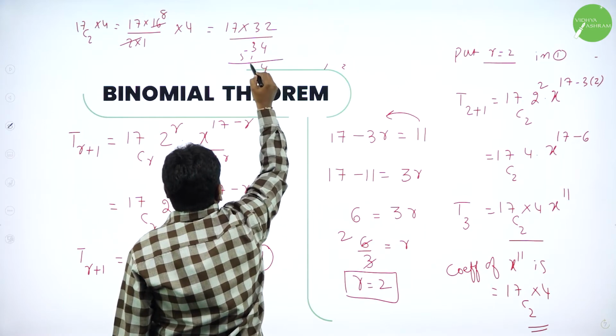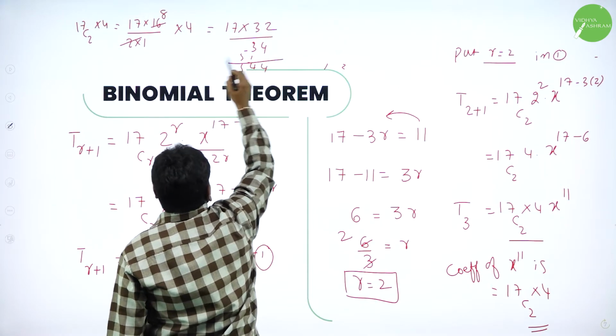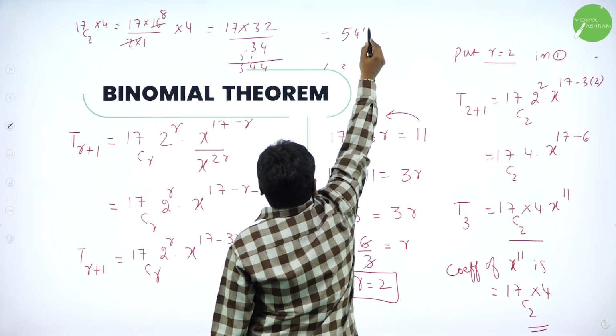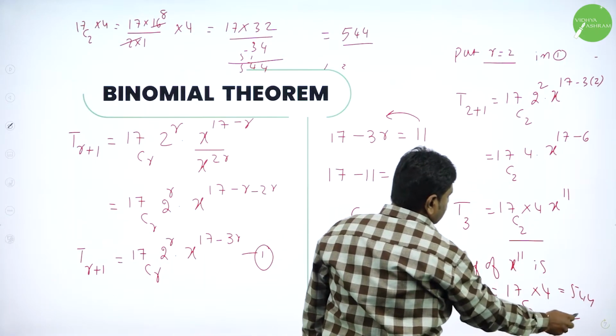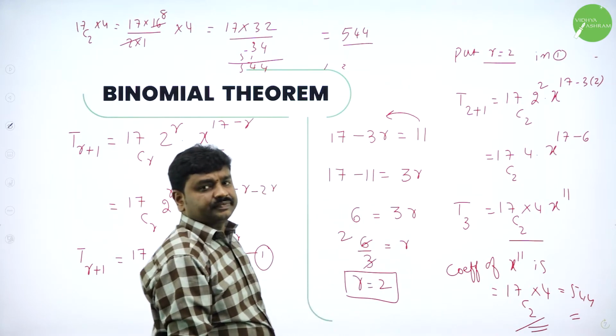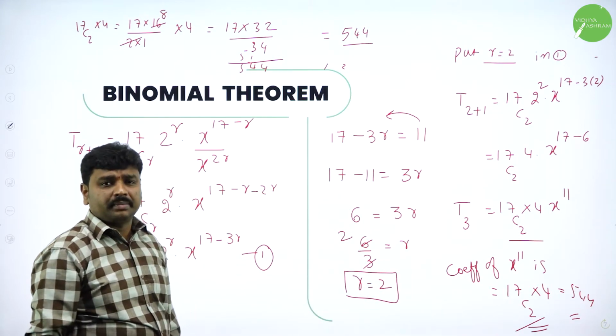Add this, so 4 4 5. So the coefficient is 544. What is the coefficient? The coefficient is 17C2 into 4, which is 544. Or you can leave it here, they'll give marks. Use a calculator so you can avoid mistakes.